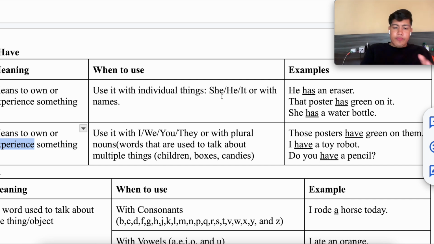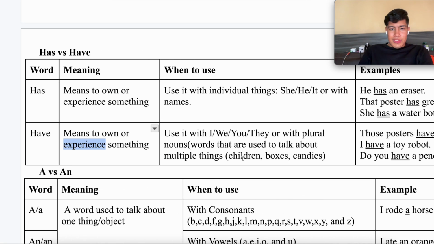Or like, this eyeglass case has a zipper. It's one eyeglass case. If I had three eyeglass cases, I'd say those eyeglass cases have zippers. Or she has a water bottle. Have, like we were talking about, is for multiple things.